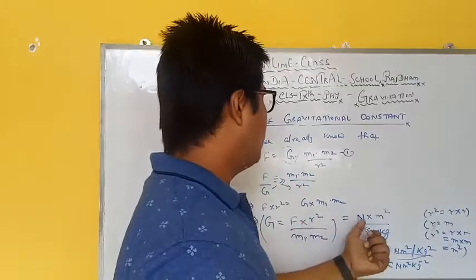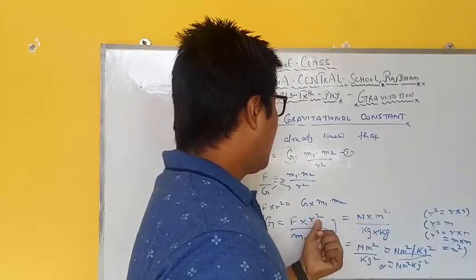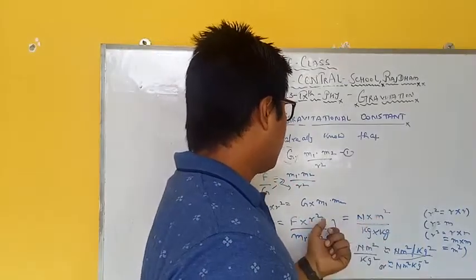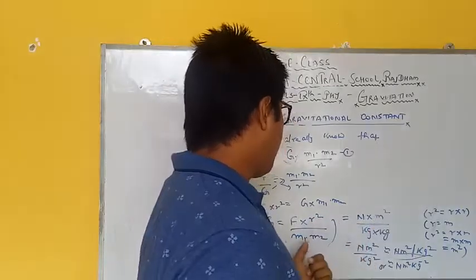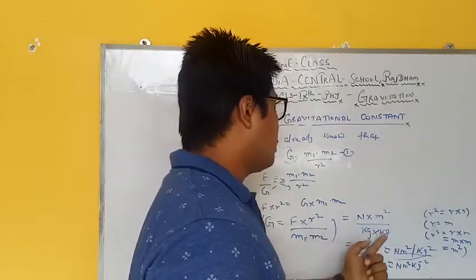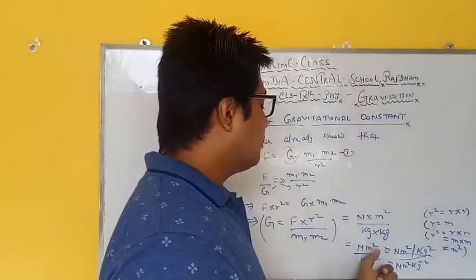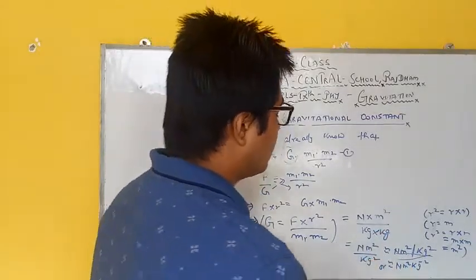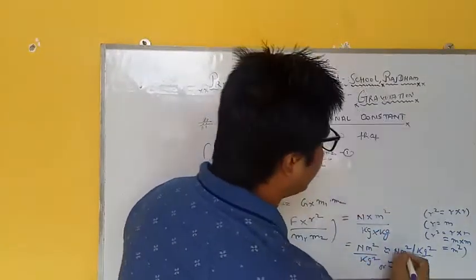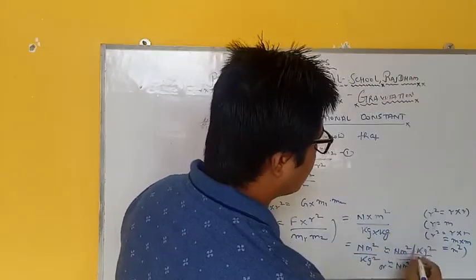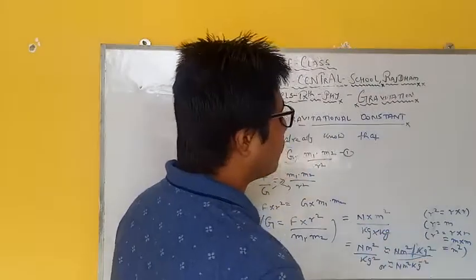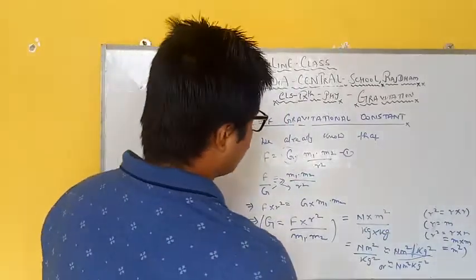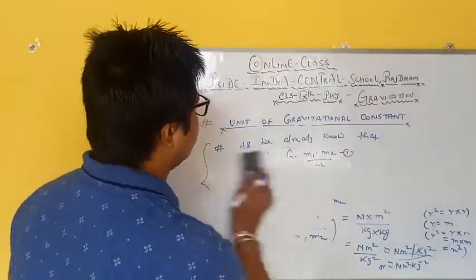This implies force in Newton, the SI unit of force. R is nothing but distance, so distance in meter, therefore distance square is meter square, divided by mass m1 in kg and mass m2 in kg, kg into kg, kg square. Newton meter square per kg square. If you don't put the slash, you write it to the power of minus 2. I think this might be very much clear to you.